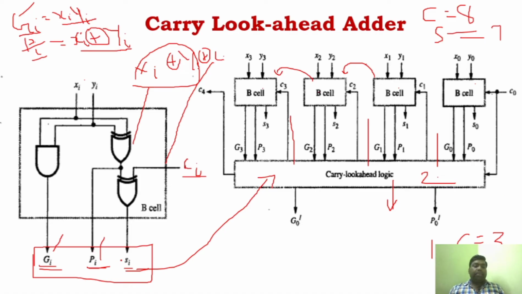And what is the sum? You can see Cin is given here, and for Cin, that is for the carry, we need 3 delays, and for sum it is 1.